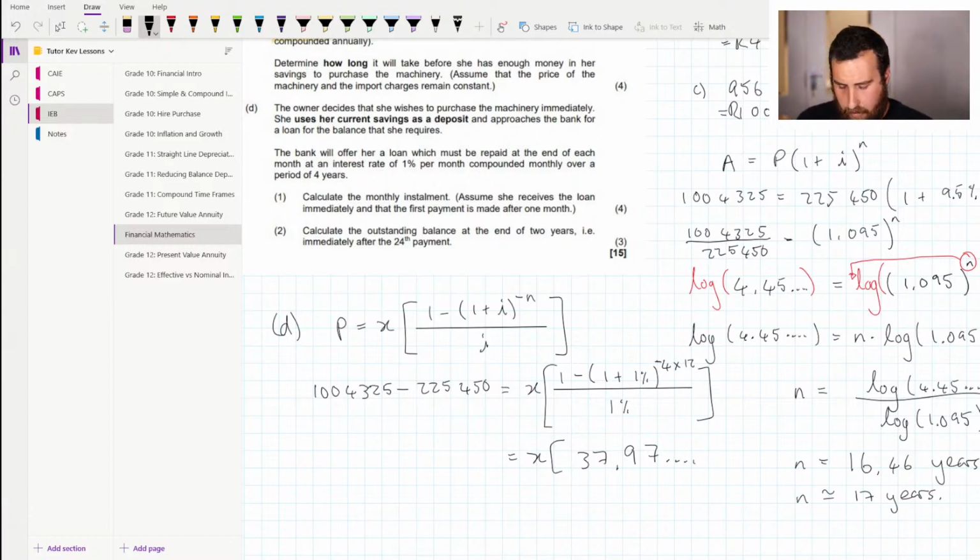And on the left hand side we have 1,004,325 minus 225,450. That is 778,875. And now what we need to do is divide by this 37.97 to determine what our monthly installment will be. So we take that over, and so we determine that X is equal to 20,510 Rand and 77 cents.